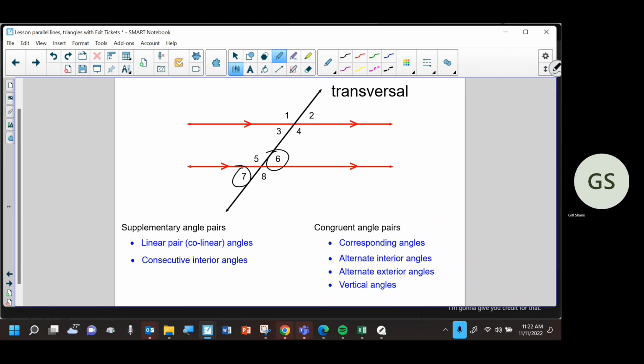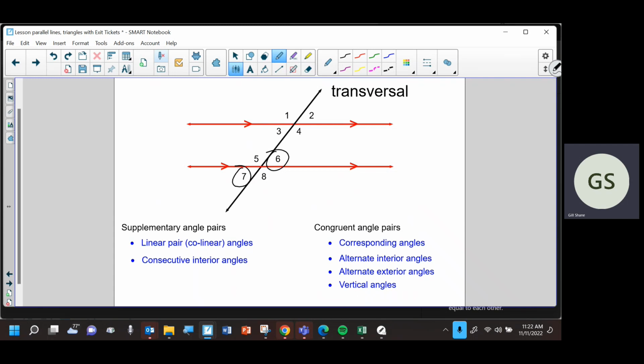Peace, son. Vertical angles are across from each other. So if two lines intersect, vertical angles are across from each other, and they have the same measure. Vertical angles, actually all of the ones we've talked about. Alternate interior have the same measure. Alternate exterior have the same measure. Vertical angles have the same measure. Actually, all of these, I put them all in the same section because all of these are equal to each other.